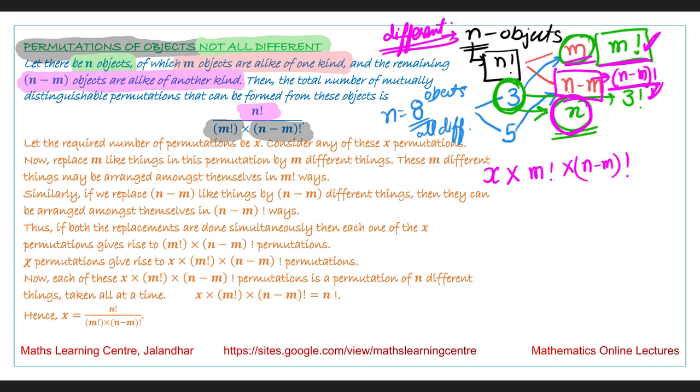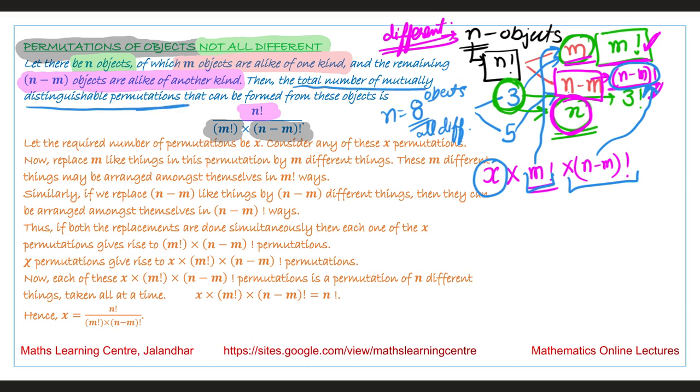Here m factorial is the number of ways in which we can arrange these m objects if they are all different. N minus m factorial is the number of ways in which we can arrange these n minus m objects if they are all different. And x is the number of ways in which we can arrange all these values that we have to calculate, that is, the total number of mutually distinguishable permutations. We say it is x.